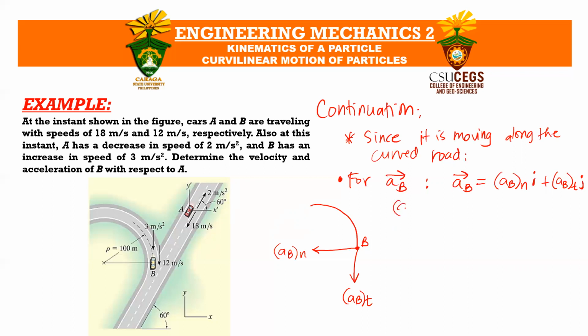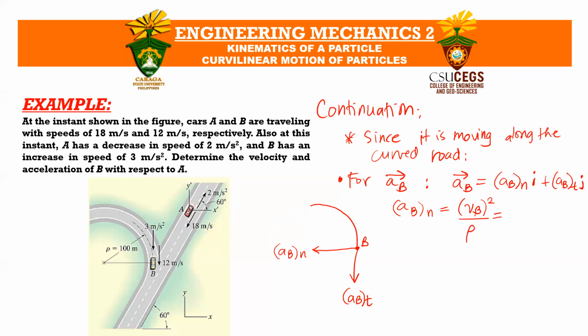So for us to determine the normal component, we will use the basic formula, which is the velocity squared over the radius of curvature. So that would be the velocity of car B squared over the radius of curvature.